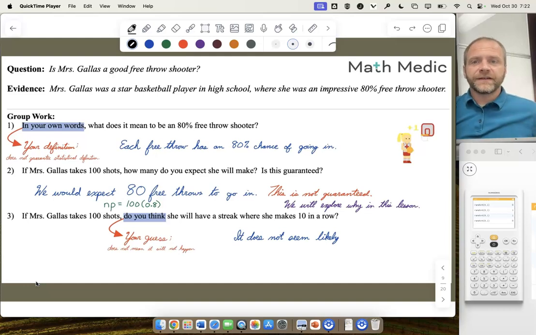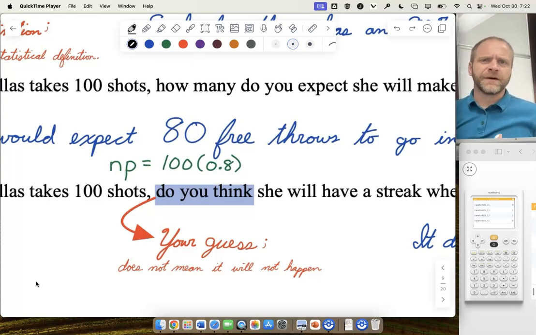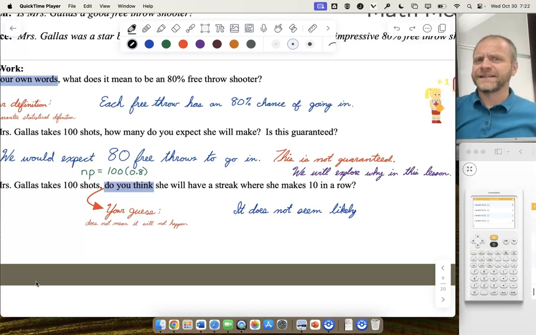So my guess was, each free throw has an 80% chance of going in. That's what I thought, by the way, not the real stats definition. If Miss Gallus takes 100 shots, I would expect her to make 80. Now, I wrote a little formula down here, N times P: 100 free throws, P for proportion, 80% accuracy, multiply them together. That's a formula that's going to come up in future units. I just wrote it down there to show you that's how we figure out what we would expect. Now, it's not guaranteed, and we're going to explore this in the lesson today.